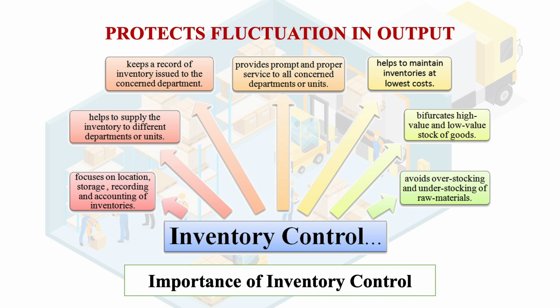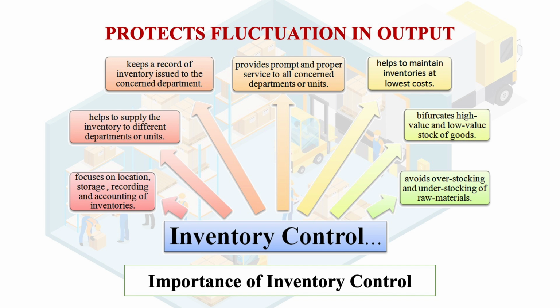This will not be physical monitoring, this will be done by the software, so that the cost of inventory will be reduced. There will be a cost reduction in the total production process. The next point, the second last one, is that it bifurcates the high value and low value stock of goods. In the warehouse or the storage place where the inventory is kept, we should separate the high value and low value goods. Later on, we will see how high value and low value goods are classified.